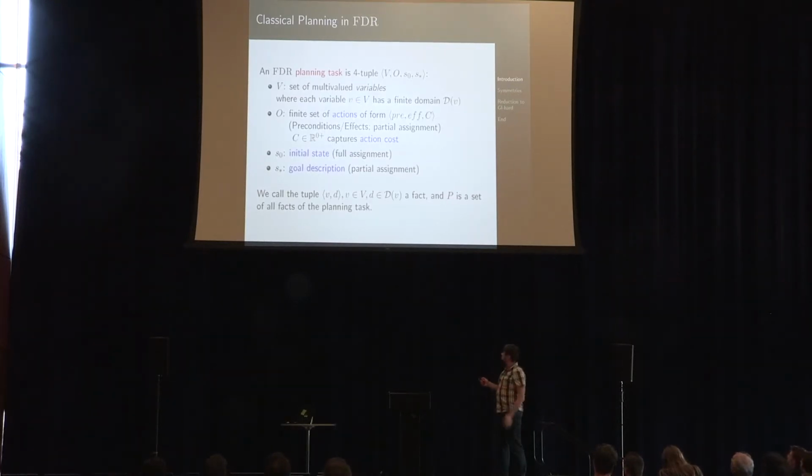Let's just repeat it. We have variables, each with a finite domain, a set of actions, an initial state, and a goal state, and you want to find a plan from the initial state to some goal state.